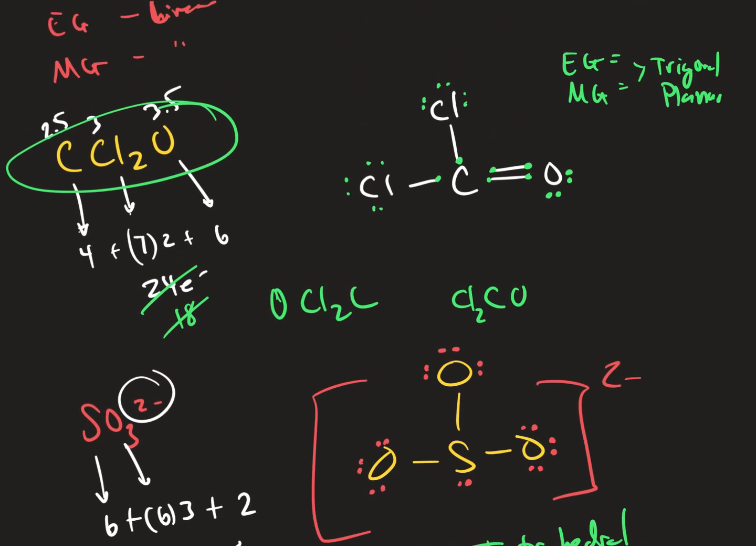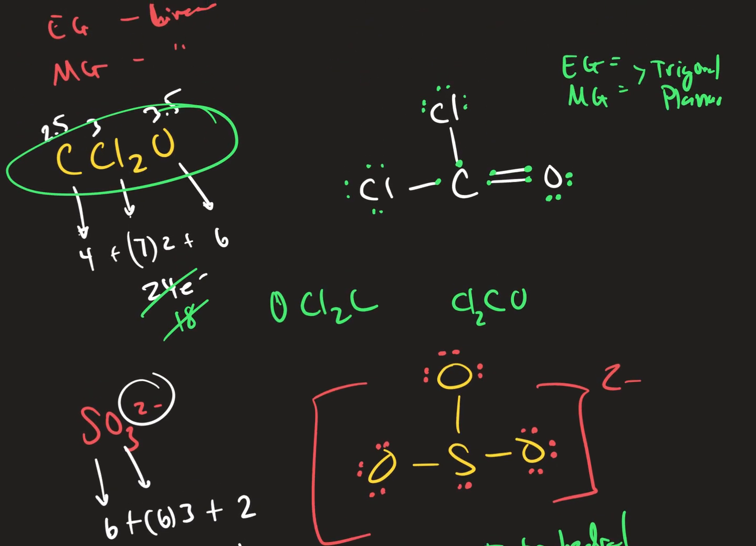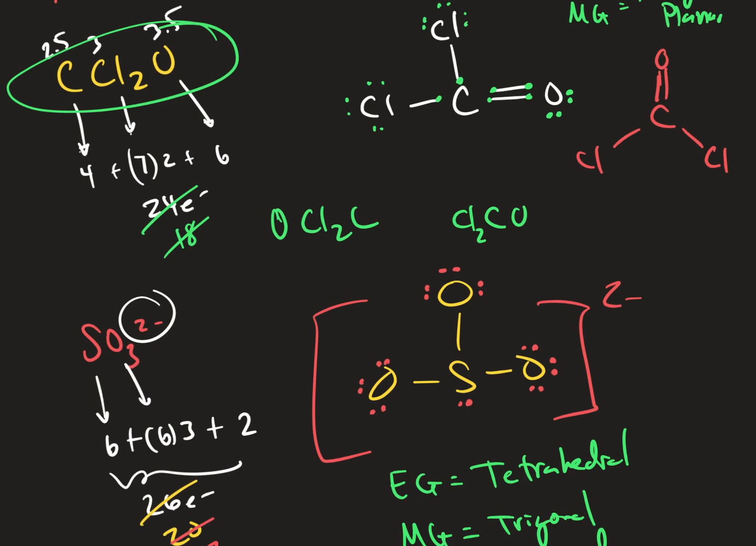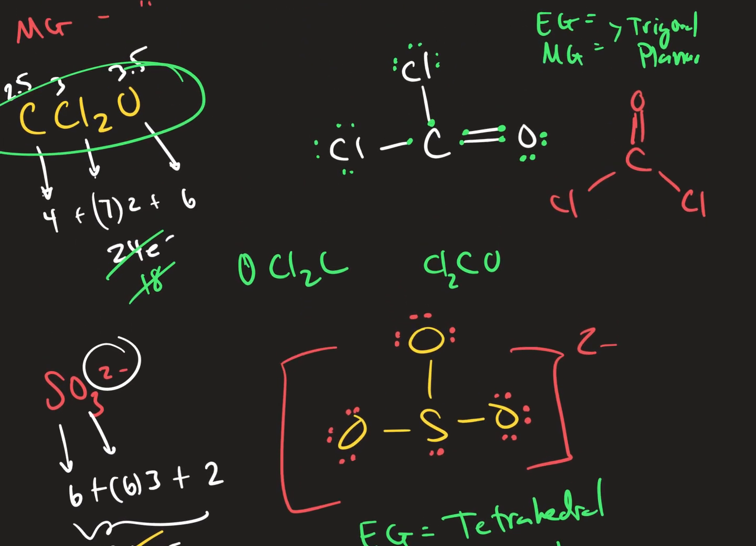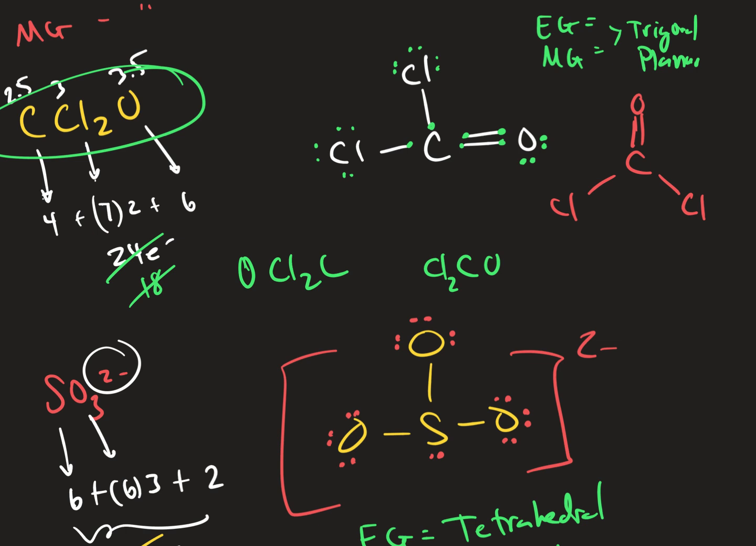So if we were to do that on this one, we would draw it like this. I'd probably draw the oxygen up here, something like that, so it looks more symmetrical. And notice I didn't draw the extra dots on the oxygens or the chlorines. We're just interested in the geometry. We're not going to draw all the dots. Is that okay? If you want to, you can.